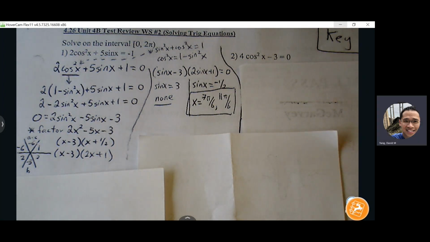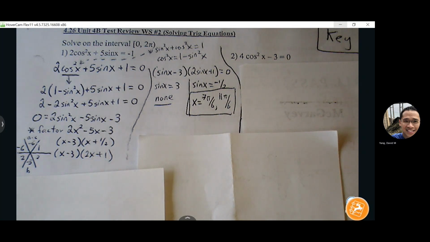This one, since it doesn't say all solutions, we don't. Exactly right. You're always going to be told what the interval is, whether it's from 0 to 2 pi, from 0 to 360, or for all solutions. Because for all solutions, I'm going to say it's simply all radians.